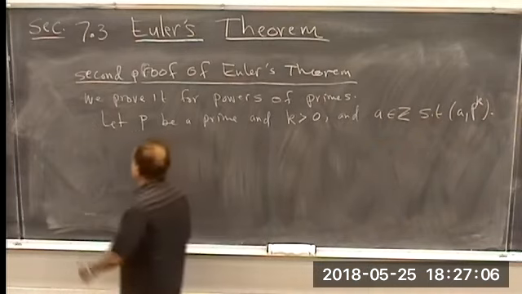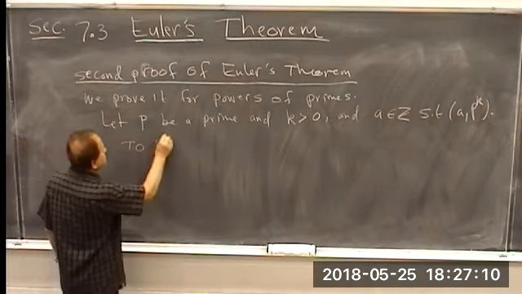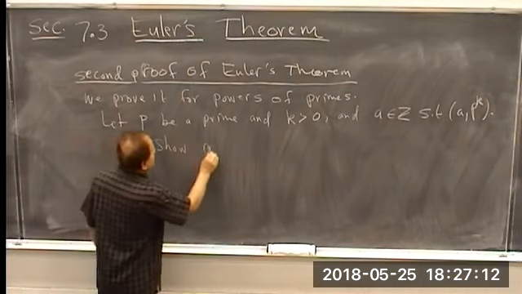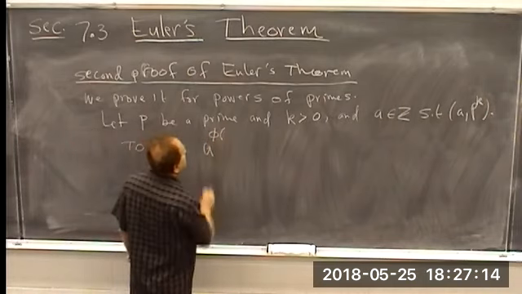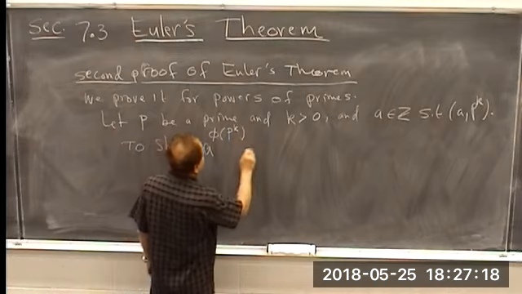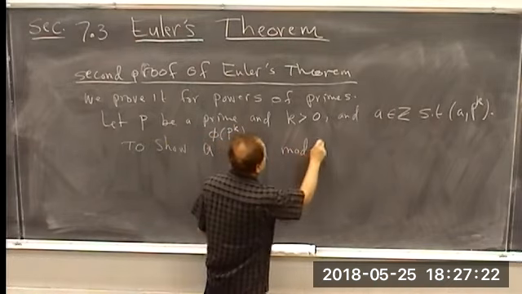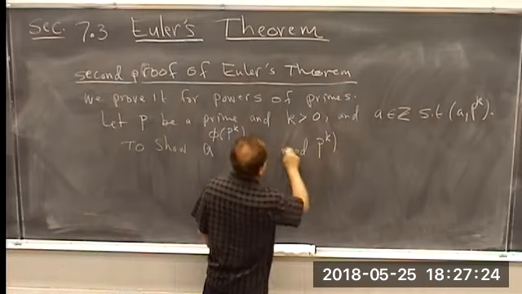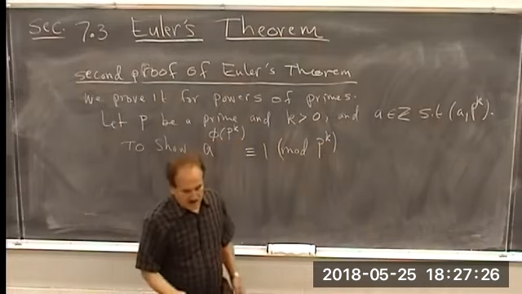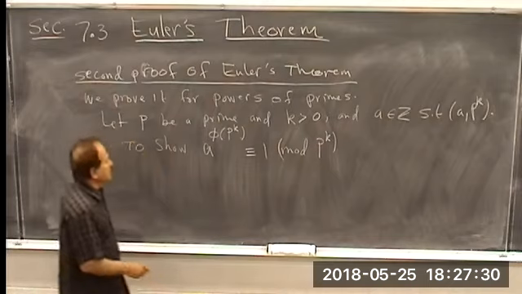All right, to show A to the phi of P to the K is congruent to 1 mod P to the K. Now we're going to do this one by induction on K.